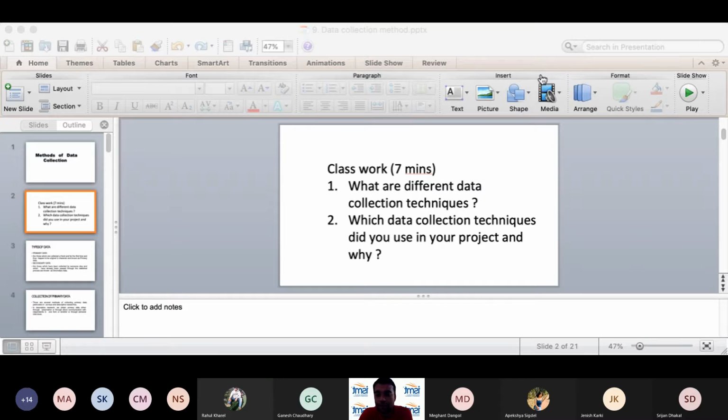Since our main focus of the research is to collect the data, eventually what you are going to do is collect the data, analyze the data, and based on that analysis you are going to confirm the statement that you have formulated, or the answer for the research question that you have.